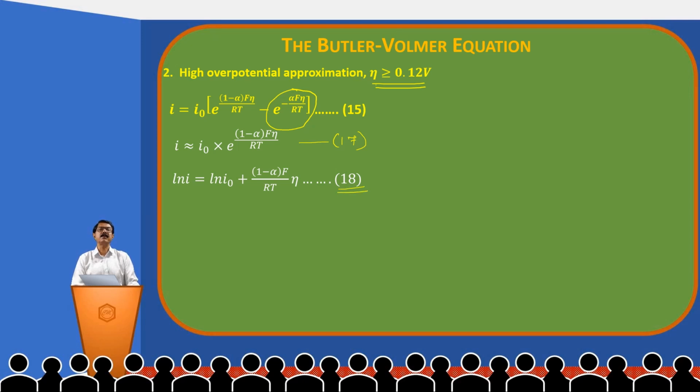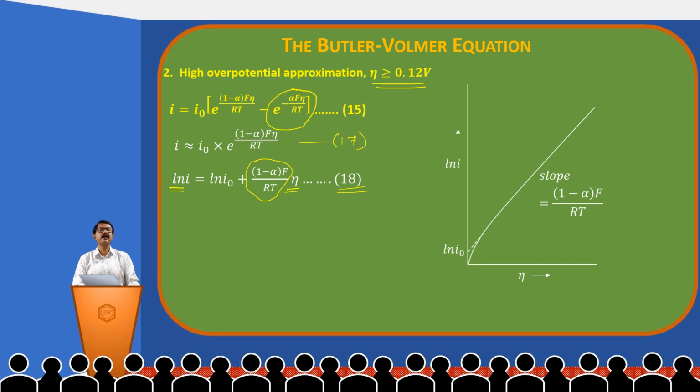And equation 18 is an equation for a straight line. That means we can plot ln I against eta, which will be a straight line with a slope 1 minus alpha f by RT. So we get a graph like this. The graph shows good agreement with the experimental values, especially when overpotential is comparatively higher. For lower values, it deviates. We can write equation 18 in another way. We can separate eta as eta equals 2.303 RT by 1 minus alpha f log I minus 2.303 RT by 1 minus alpha f log I0.